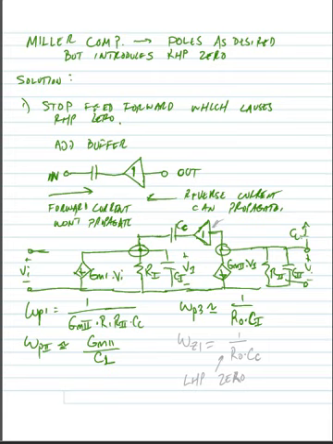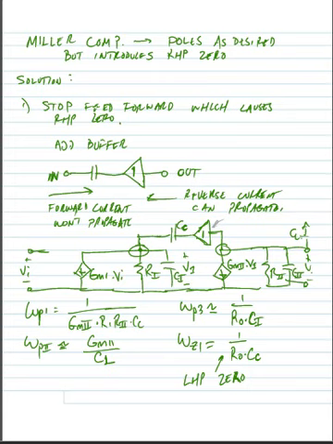Now, we still have a zero in this case, but the zero, omega Z1, is approximately equal to 1 over the output resistance times the compensation capacitance. But this new zero is a left half plane zero. And so this one doesn't cause a negative phase shift, instead it causes a positive phase shift, so it doesn't add to the phase shift problem that we were having before.